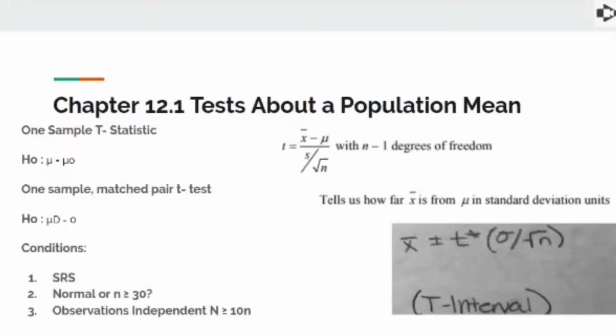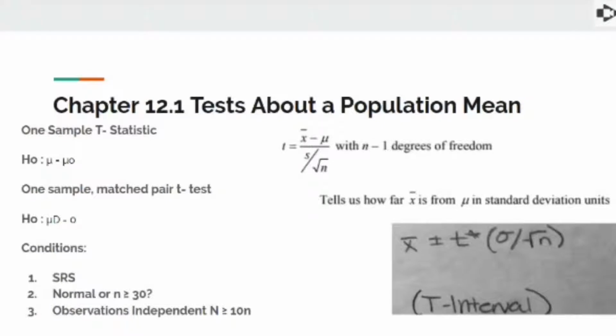So here are the first 2 tests: the one sample t-statistic with your null hypothesis posted below, and your one sample matched pair t-test with, once again, your null hypothesis below. Both of these have the same conditions: making sure that your data is from an SRS, making sure that it is normal or that n is greater than or equal to 30, and making sure that the observations are independent, or n is greater than or equal to 10n.